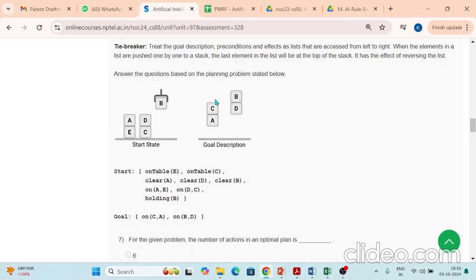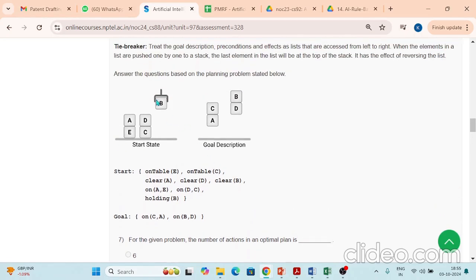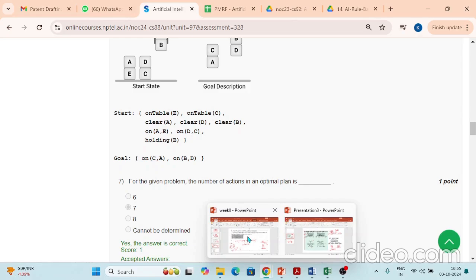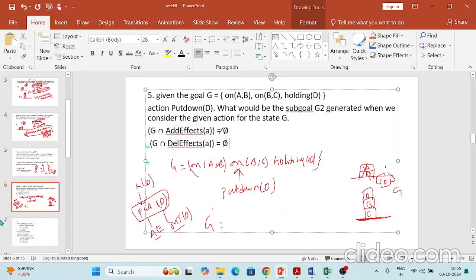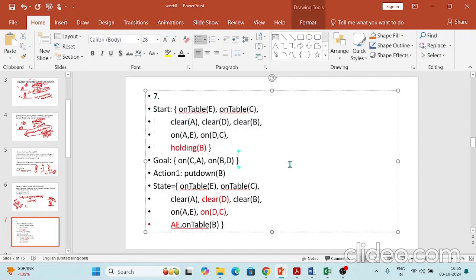And on A E, on D C, holding B. Now the goal is this one: on C A, on B D. For the given problem, what is the number of actions in an optimal plan? This is the start state, and we need to reach this state. How many actions do we require? Optimal means we require the best path. Now you see, this is our start state and this is our goal state.